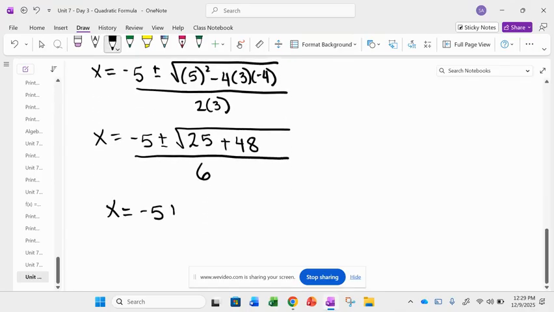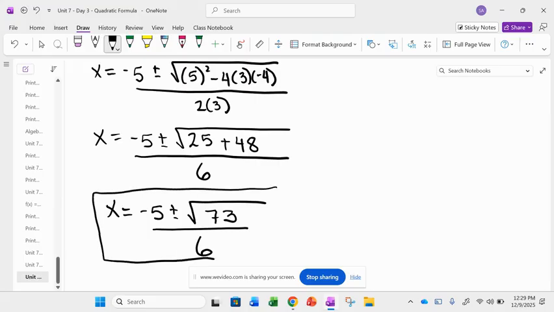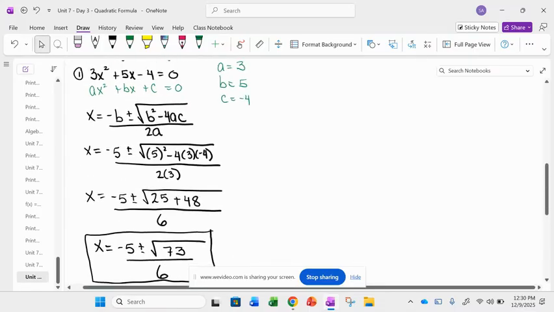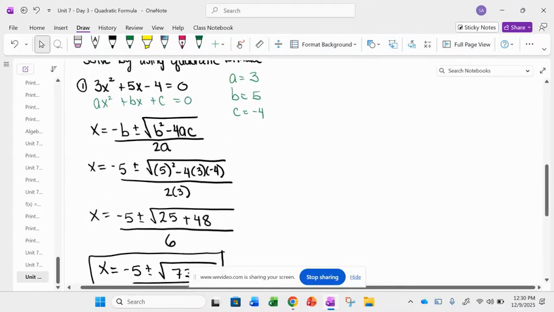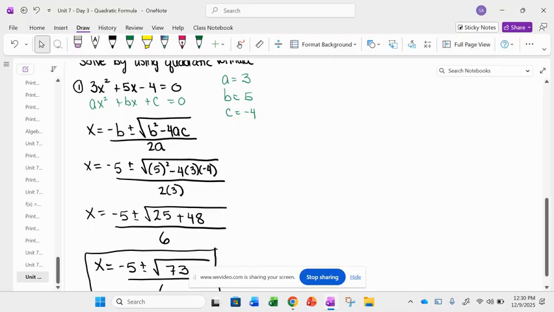X is equal to negative 5 plus or minus the square root of 73 all over 6. Can I simplify the root of 73? No. If I could, would I have to? Yes. So this is my answer. How many answers does this have? 2. We have negative 5 plus the square root of 73 over 6. That's one answer. And then we have negative 5 minus the root of 73 over 6. That's my second answer. Was I supposed to have 2 answers? Yeah. How did we know that we were supposed to have 2 answers?